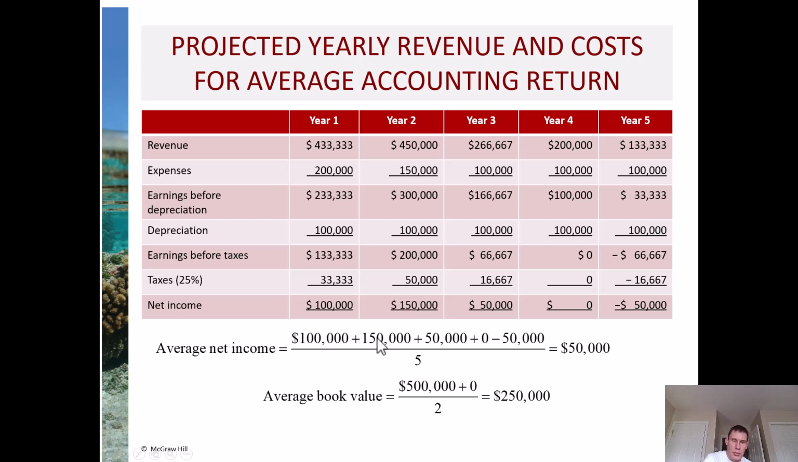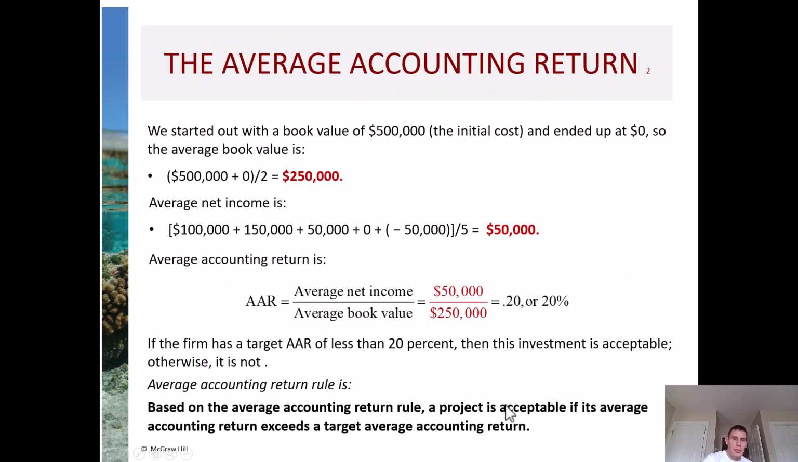So I think it was basically 100, that's 250, right? And then the 50 and the 50 cancel out, so it's just 250 over 5, and we get the 50,000. So the average book value is the 500,000 plus 0, and then just divide that by 2, and then we get an answer of 250,000. Again, it's okay, but it's not taking into account any discounting. So we started, as it says, with a book value of 500, the initial cost of the equipment, and we ended up with 0. So the average book value is, of course, 250,000.